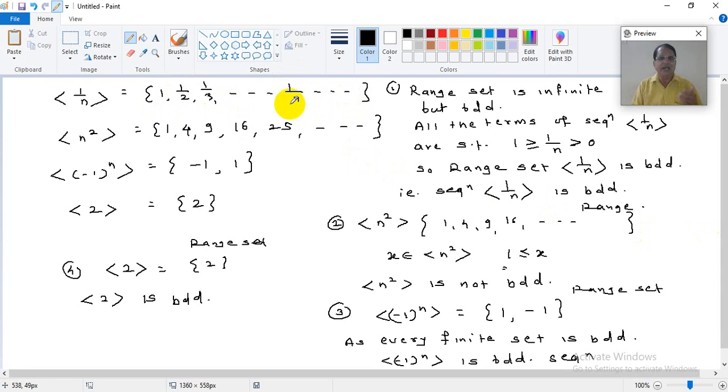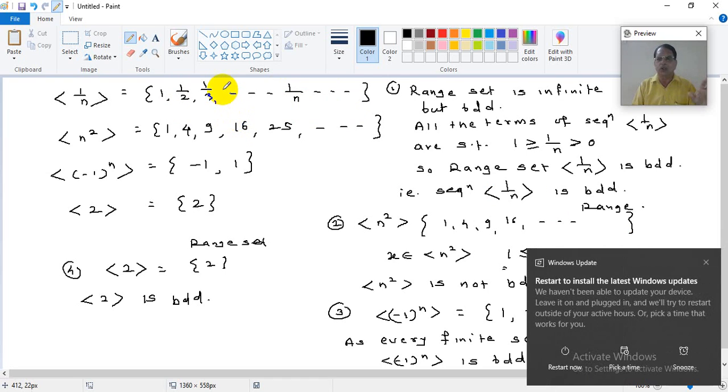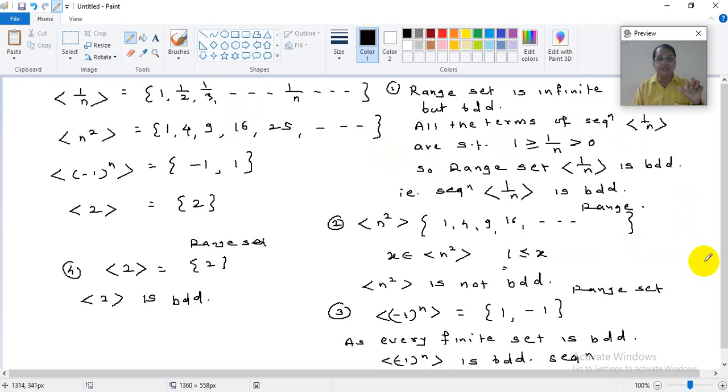No, because n will change each time. You are going to get a different term, so it is not at all finite. It is an infinite set, but still it is bounded. Why? Because every element of this set is less than or equal to 1 and greater than or equal to 0. So 0 and 1 are the bounds of this sequence. 0 is the lower bound, 1 is the upper bound. So the set is bounded, but the set is infinite.